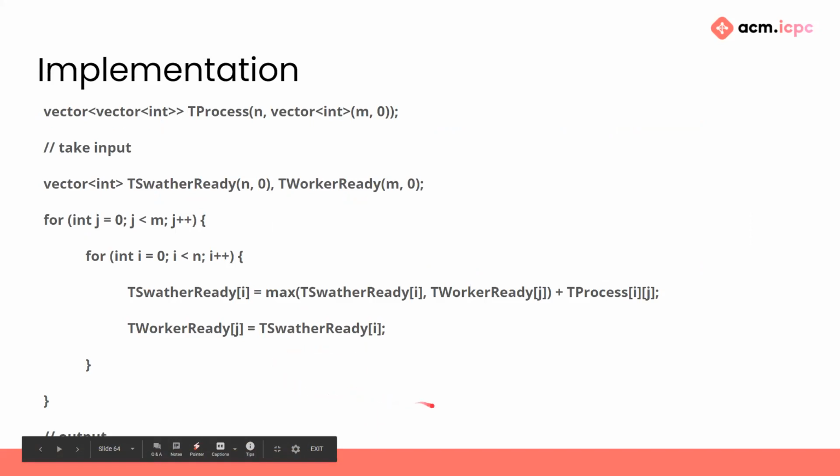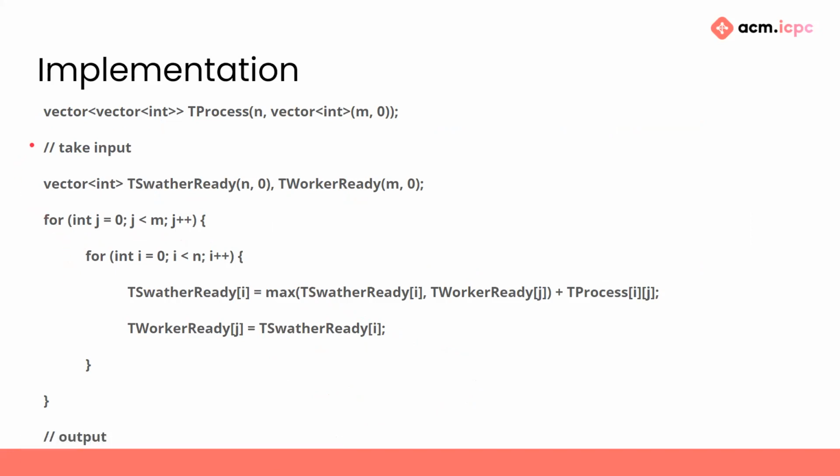Here's the implementation of this program. It only uses loops. There's no recursion here. I'm just gonna go through the lines to explain what I do. In the first line, we write vector int t process, and so on. This is basically declaring a 2D vector to store the process times. And then we take the input, we store all the process time in this 2D vector.